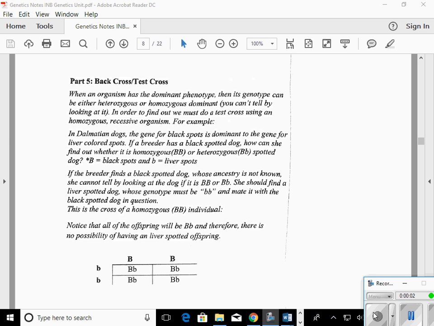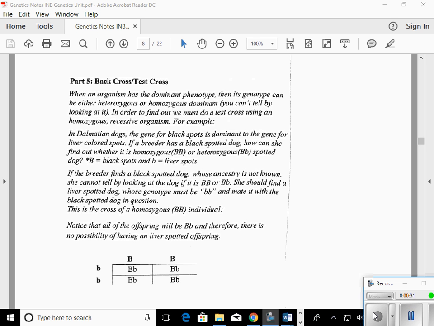On the board up here, you can see part 5 of our genetics packet. It is the back cross / test cross. This is what I refer to as a test cross. Now, a test cross is something that we use when we do not know the genotype of a species.